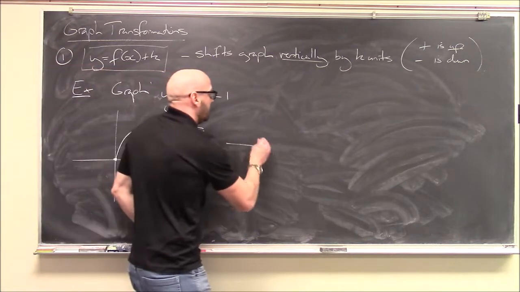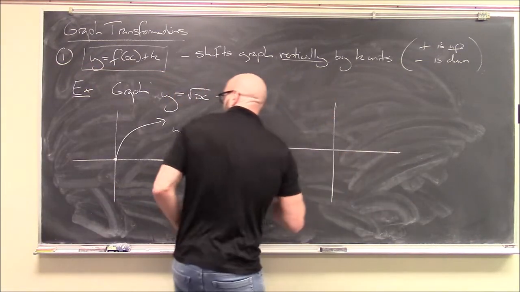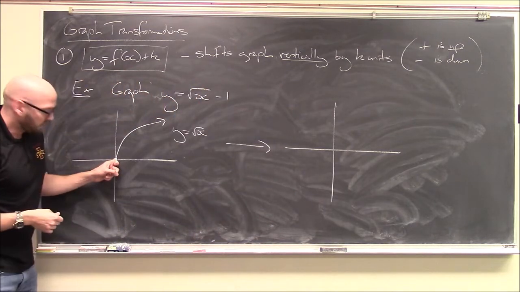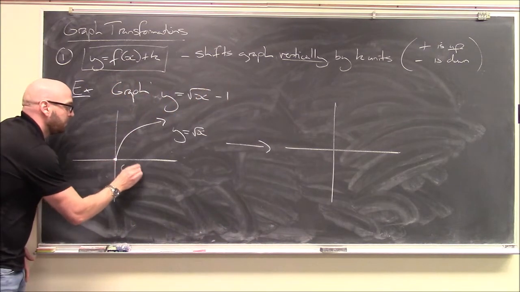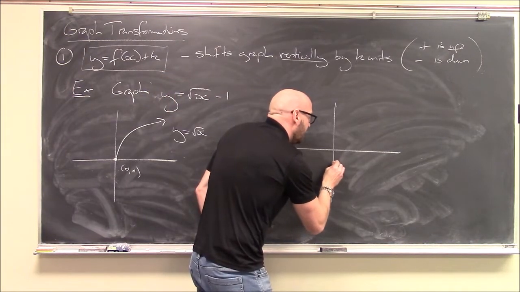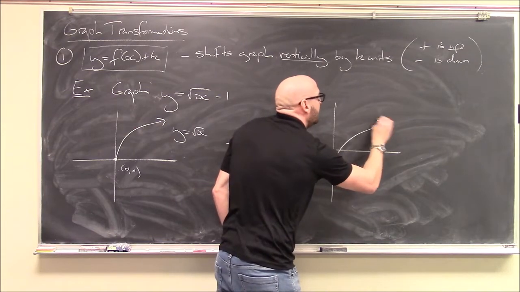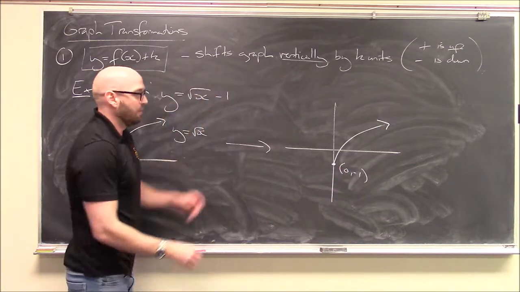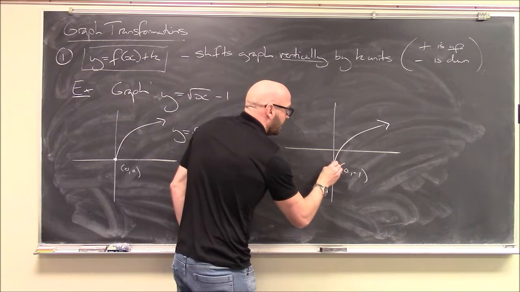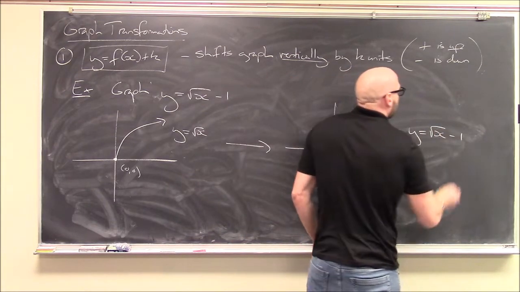So this transforms into, again, this point here was the origin. This is at 0, 0. So if I shift it down 1 unit, it should be at 0 and minus 1. And we'll just draw the same shape, but starting at 0 and minus 1 instead. So this is roughly the graph of the square root of x minus 1.